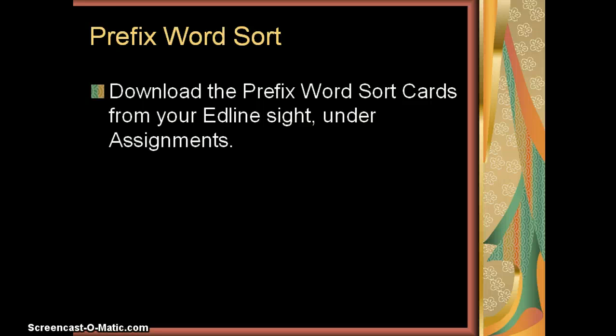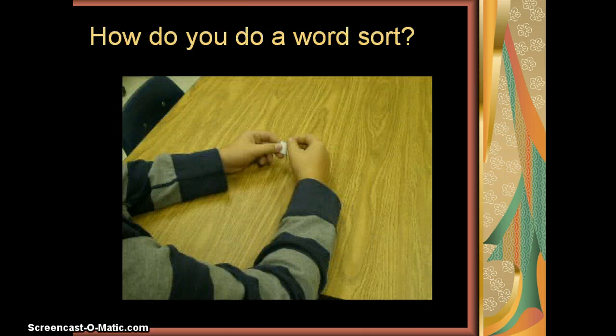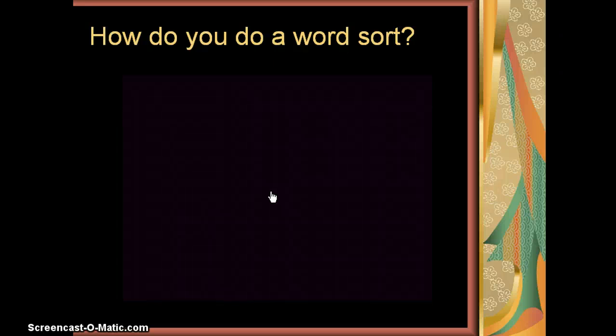We're now ready to do the word sort. What you're going to do is go to your Edline site, and under assignments you're going to download your prefix word sort cards. The following video will help us understand how to do a word sort. You're going to take your words out of the packet. You're going to place them all face up so that you can see the words.